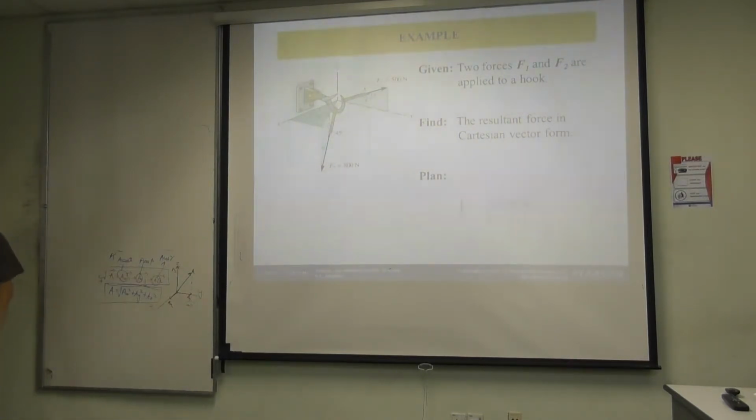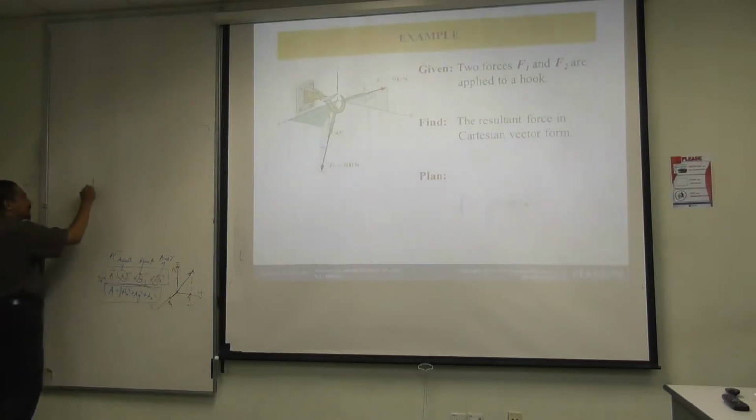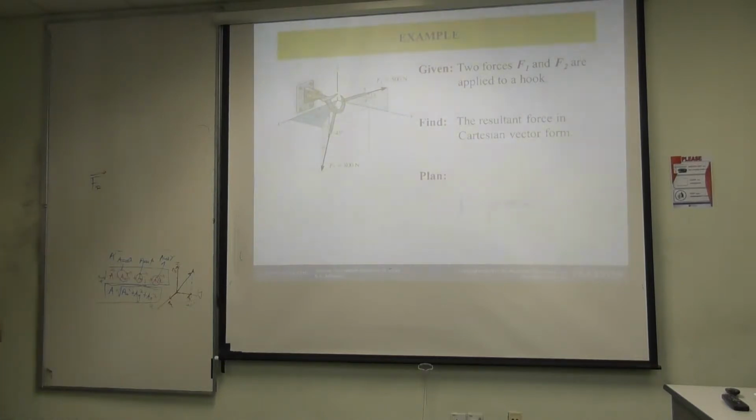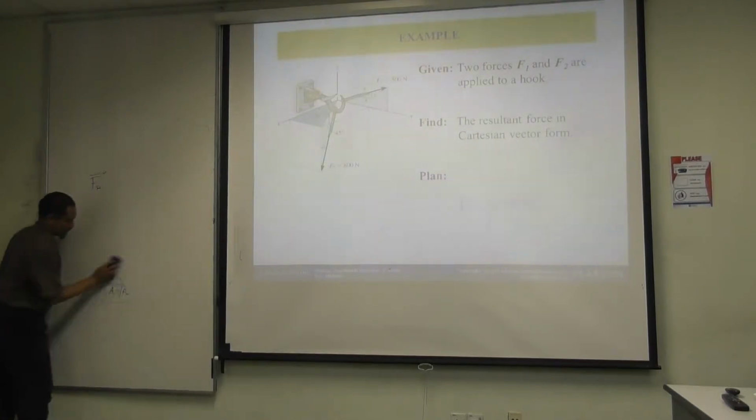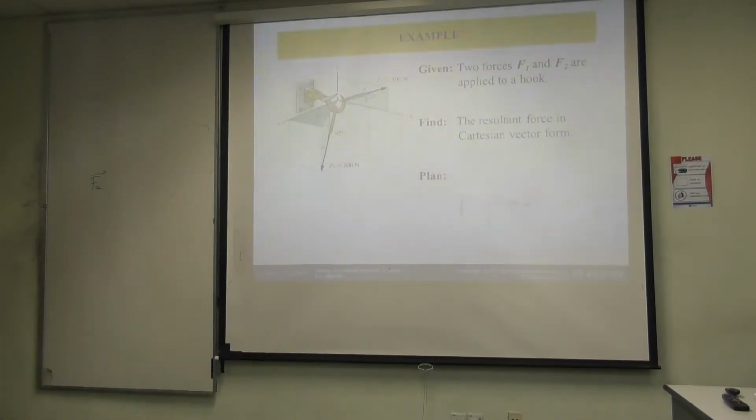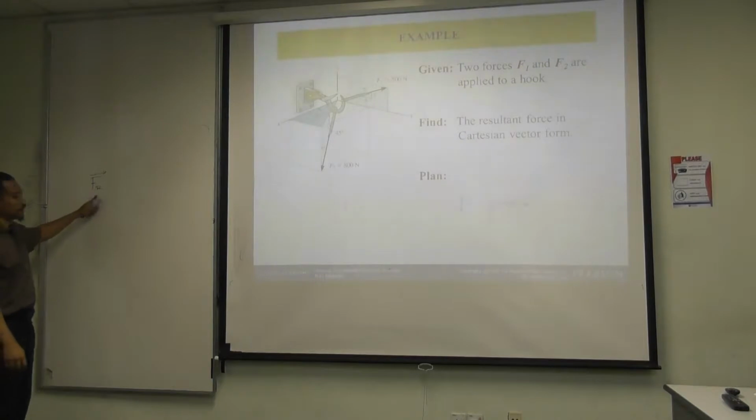Is the resultant form, right? Basically something like this, but in Cartesian vector form, not in magnitude. So you have to understand that in the first place, right? That's understanding the question, and then plan how to get there. How to get here?